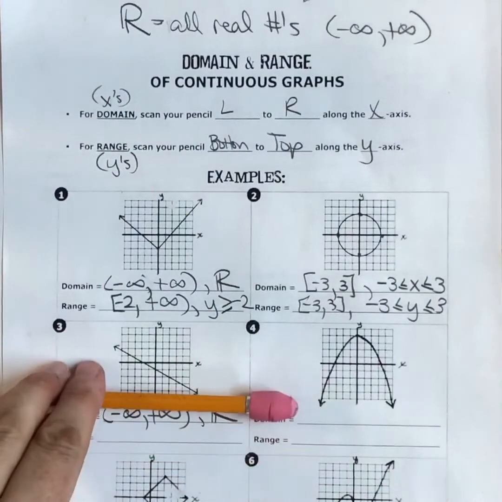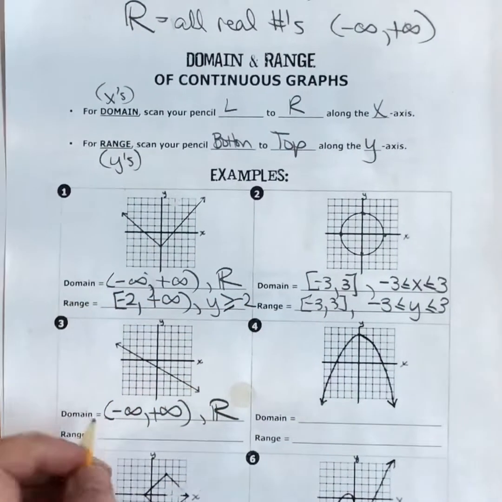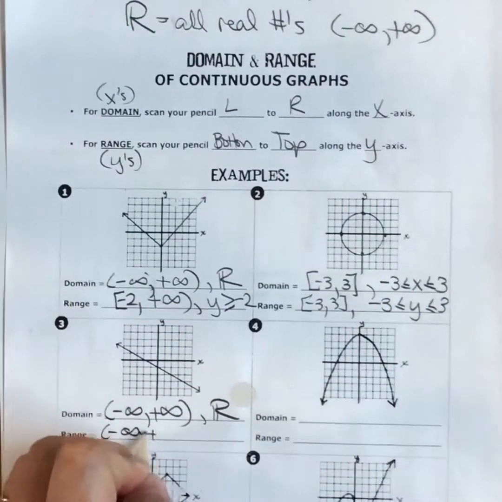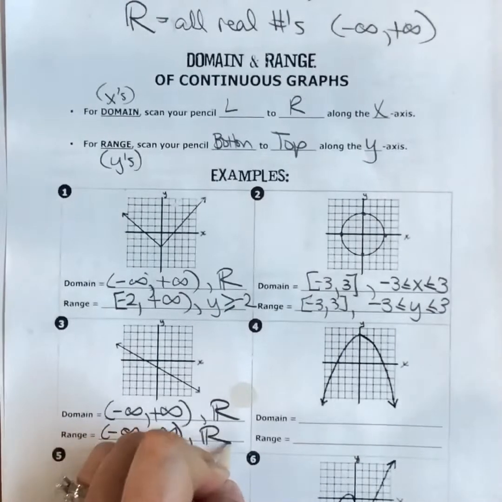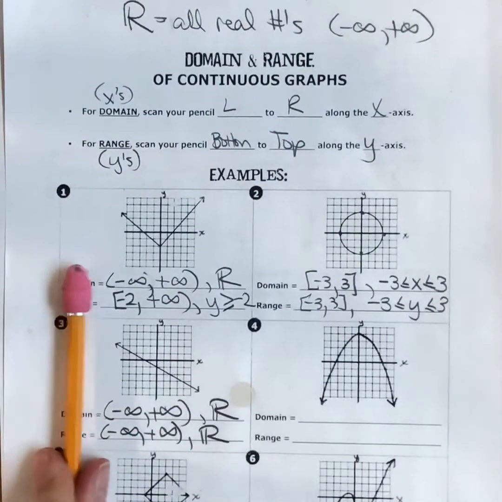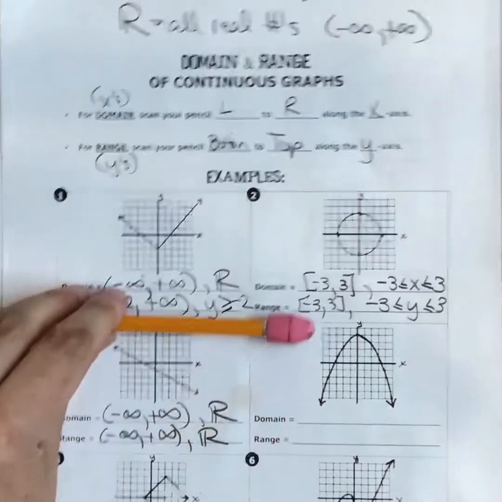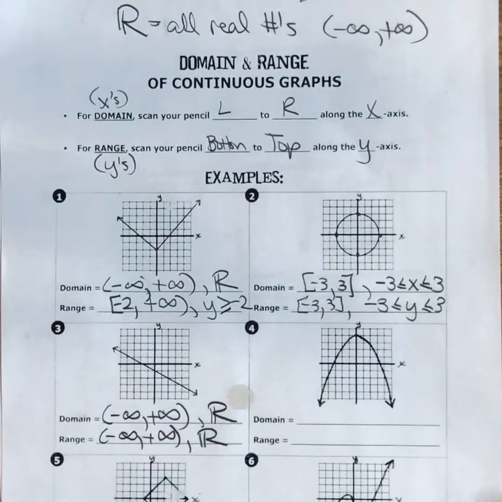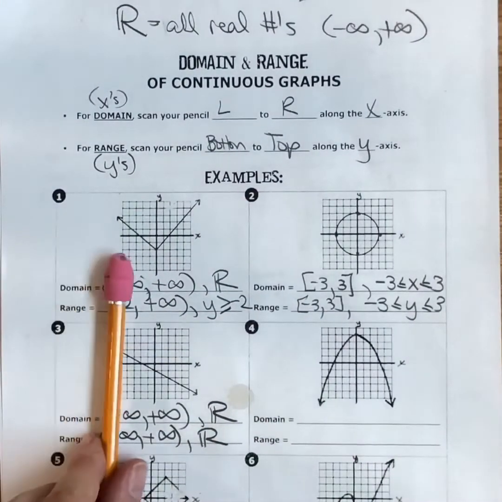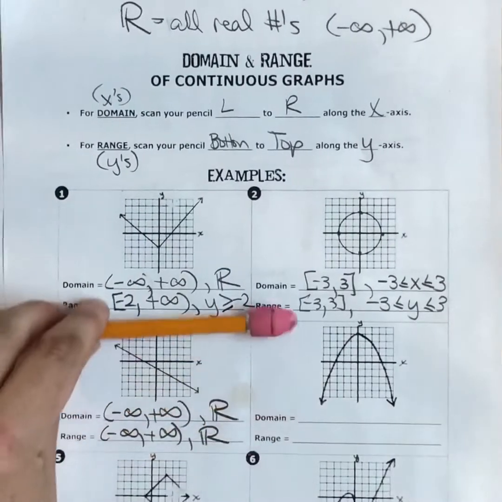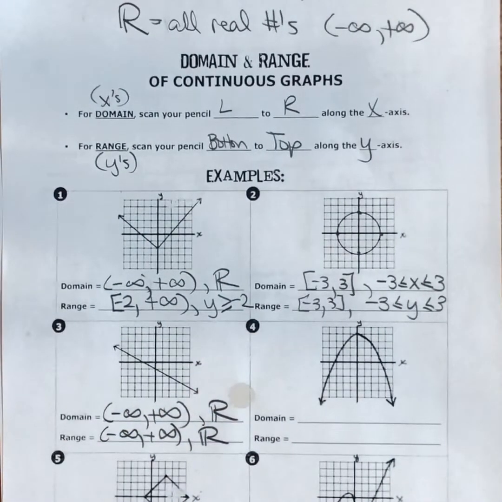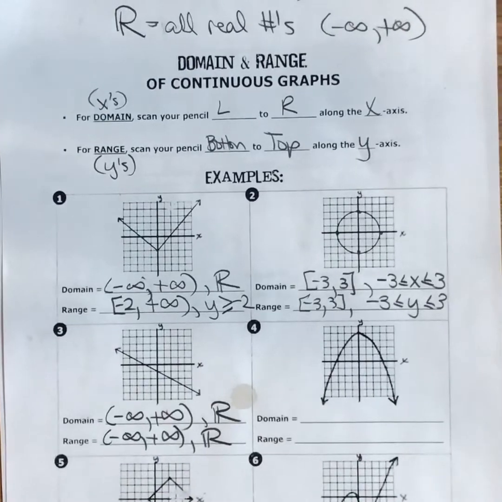And if it's from the bottom, I hit the arrow, and the top, then the range is also negative infinity to positive infinity, which means all real numbers. So I quickly can tell if I'm going to have all real numbers for both domain and range if I can quickly see when I'm scanning that I'm going to hit arrows in all four directions. That just might be a time saver, okay?